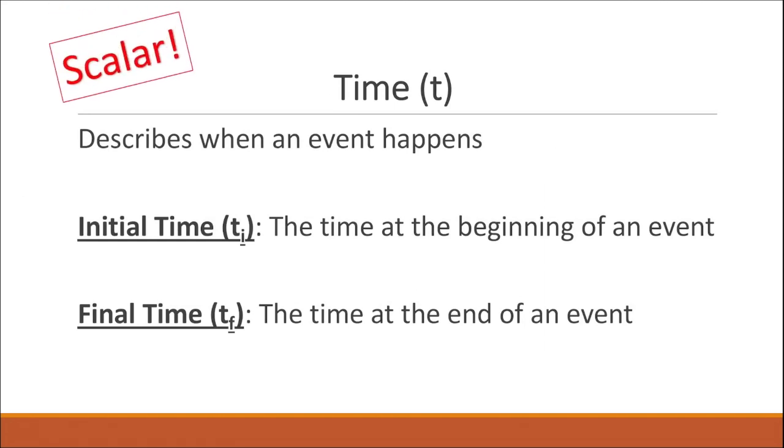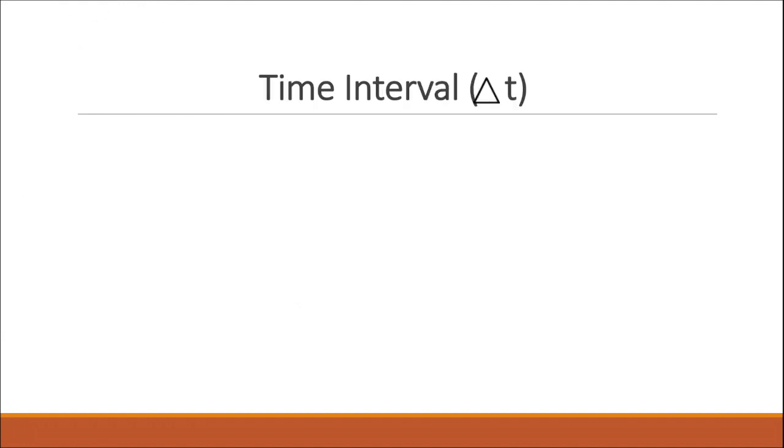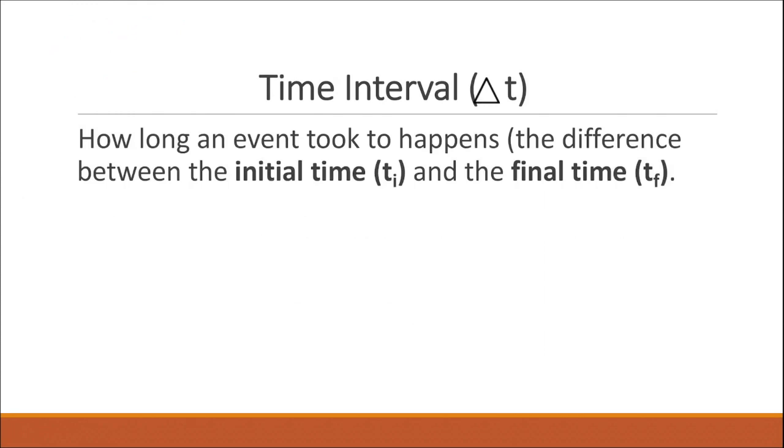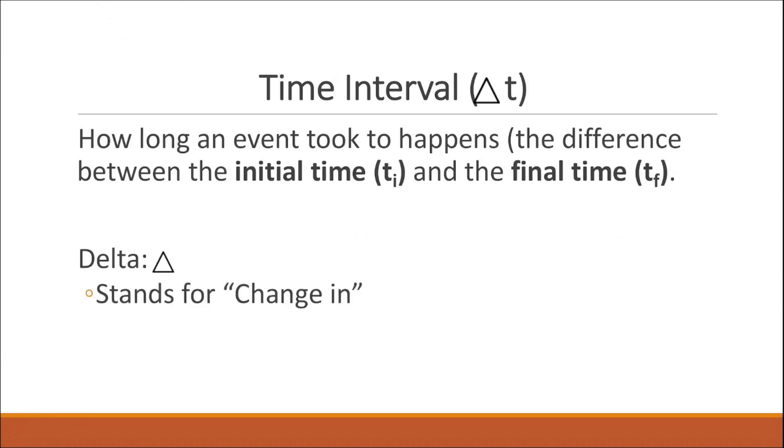Time itself, as you will learn later, is relative. So what is more important than time is the time interval. The time interval tells you how long an event takes to happen. You find this by finding the difference between the initial time and the final time. Here, time interval is designated by delta t. This triangle symbol is called delta. Here, this stands for the change in something. For example, the time interval is also known as the change in time.